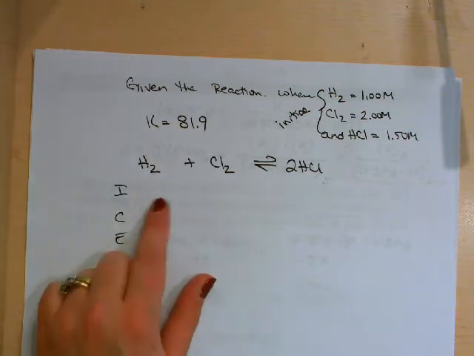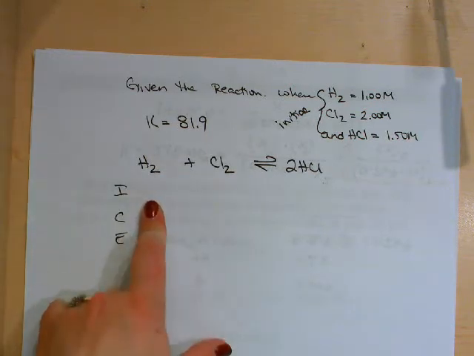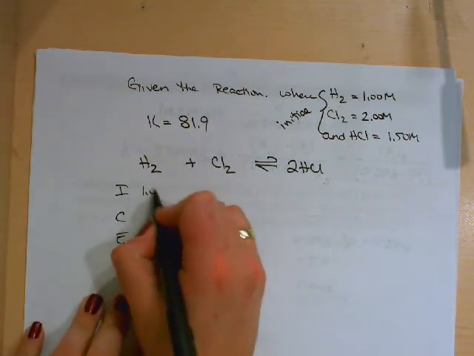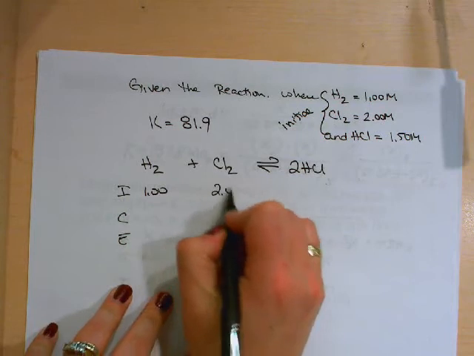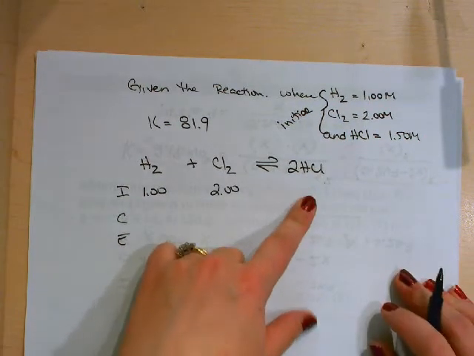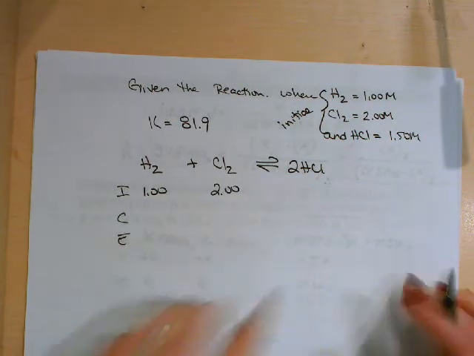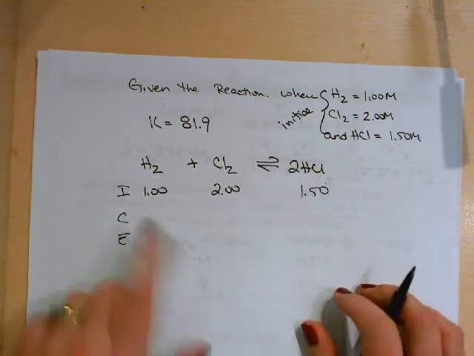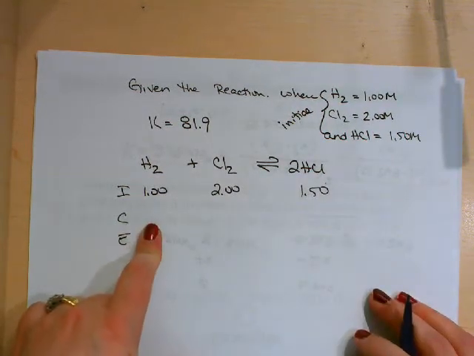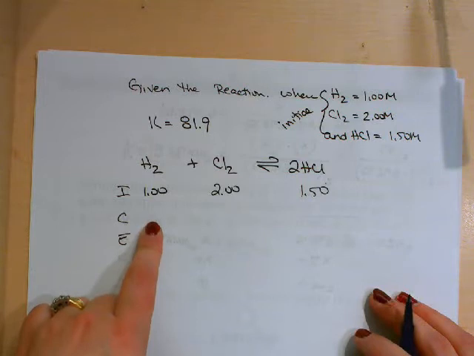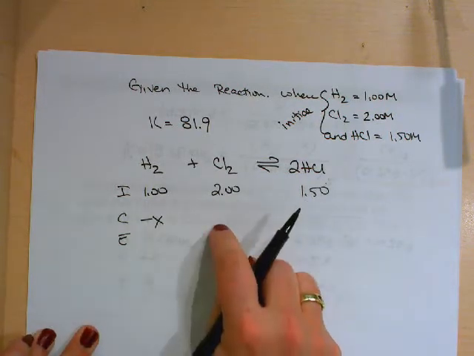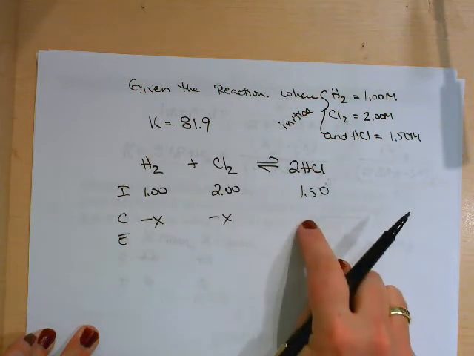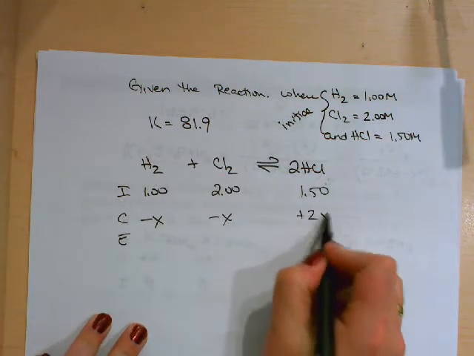So, what do I put in here for H? 1. What do I put in for chlorine? Okay. What do I put in for the initial concentration of the HCl? Okay. How many X's here? Right, -1. What about here? Okay. 2.